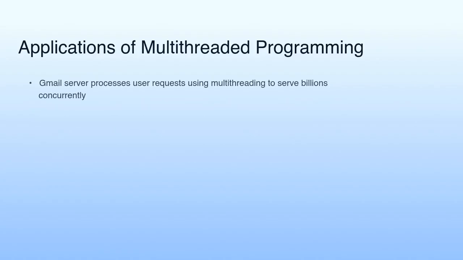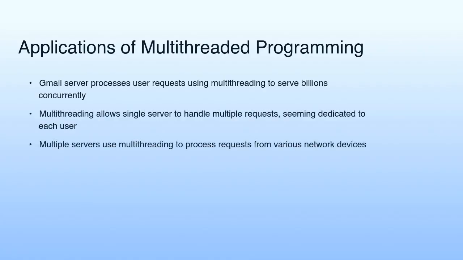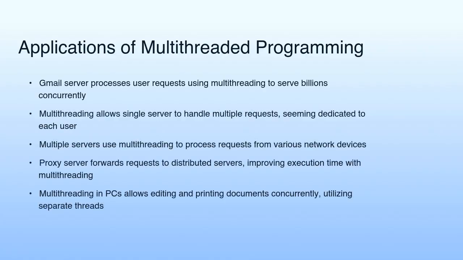Real-world applications of multithreaded programming include Gmail servers processing user requests concurrently, proxy servers forwarding requests to distributed servers, and PCs allowing tasks like document editing and printing to run in parallel.